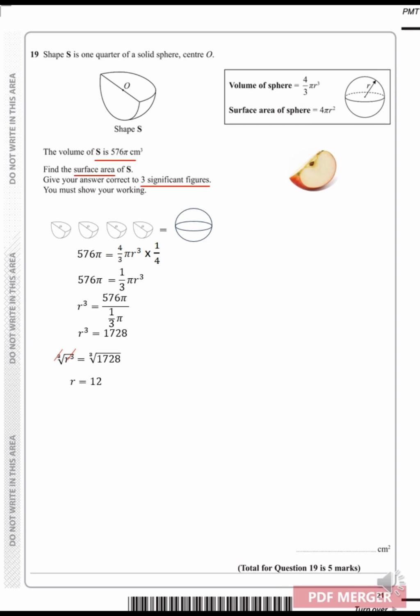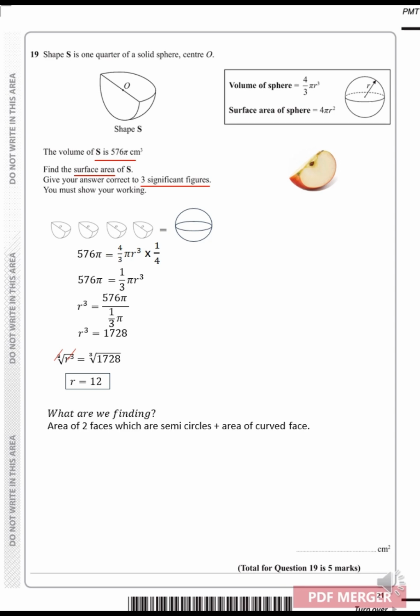Now we can work out the surface area. But we need to ask ourselves a very important question: what are we finding? We are finding surface area. The surface area of this particular shape is composed of the area of two faces that are semicircles and the area of the curved face. We need to work out each one. The surface area of a sphere is 4πr².